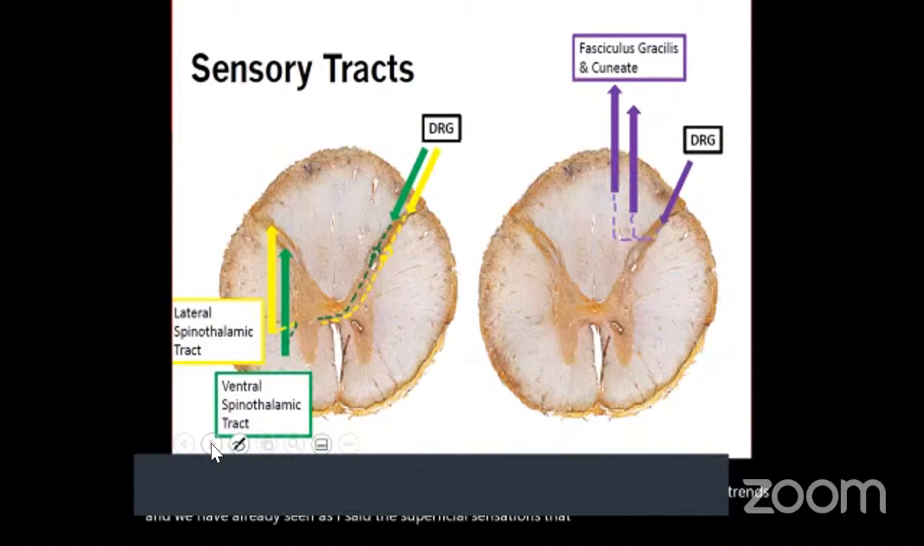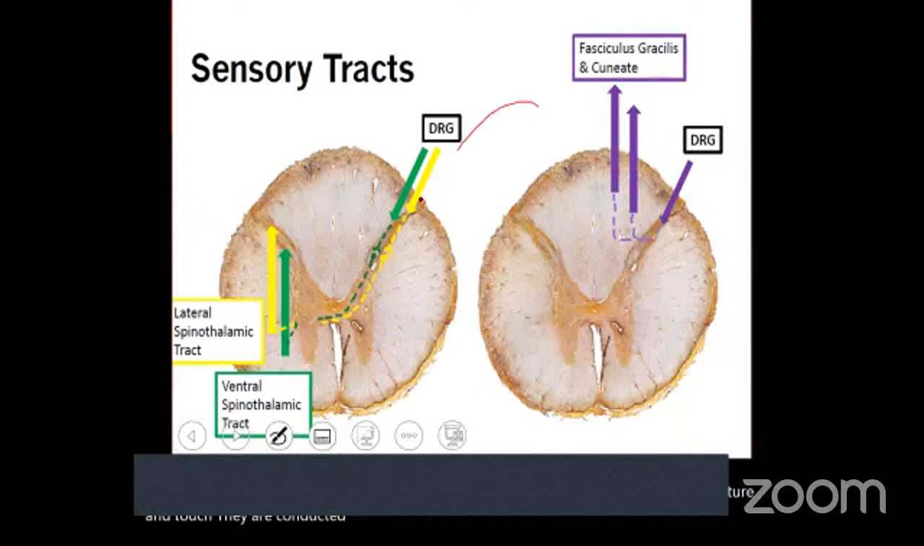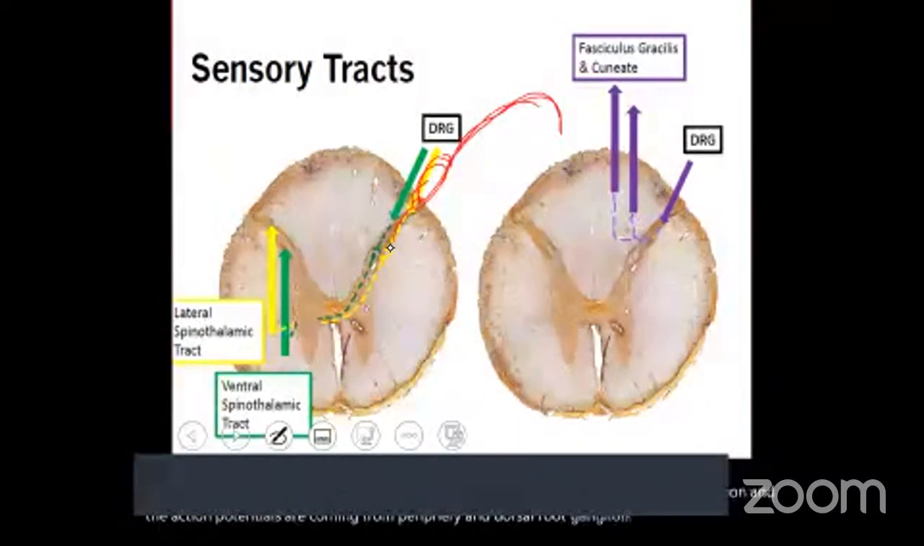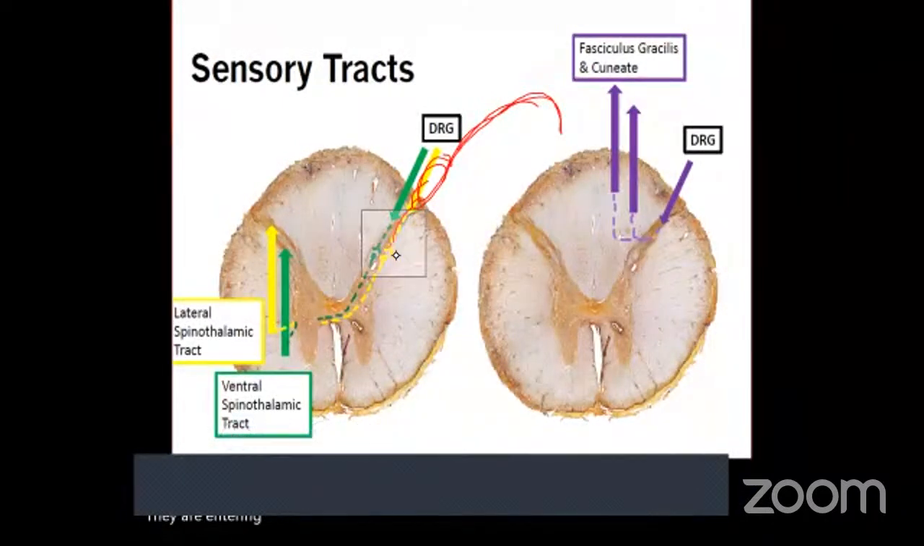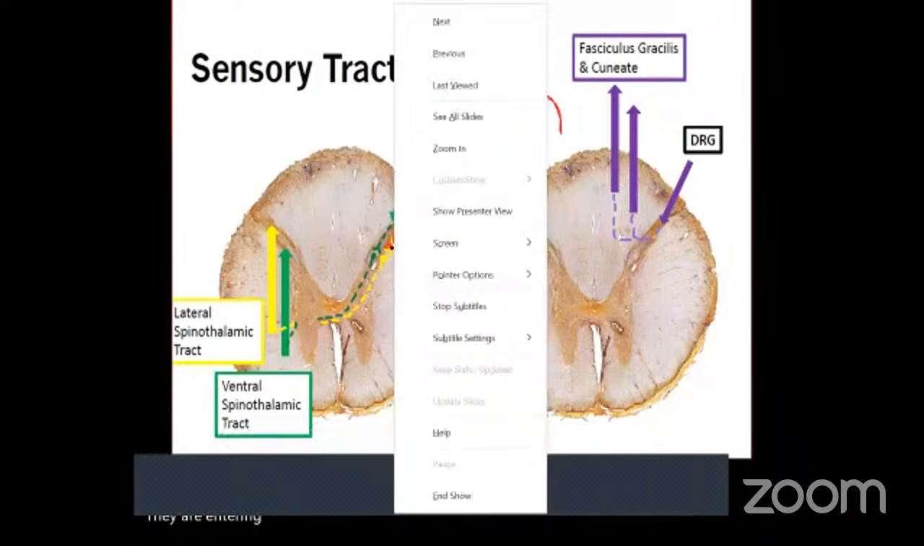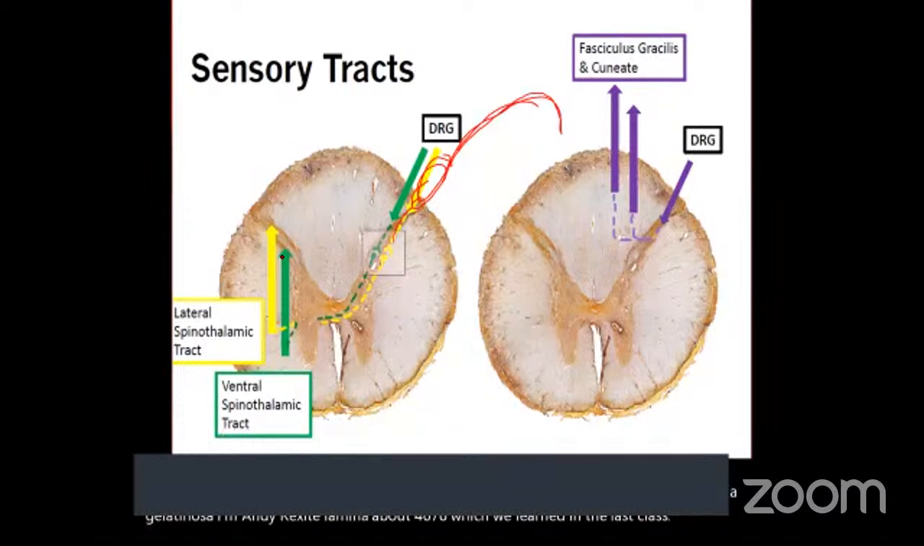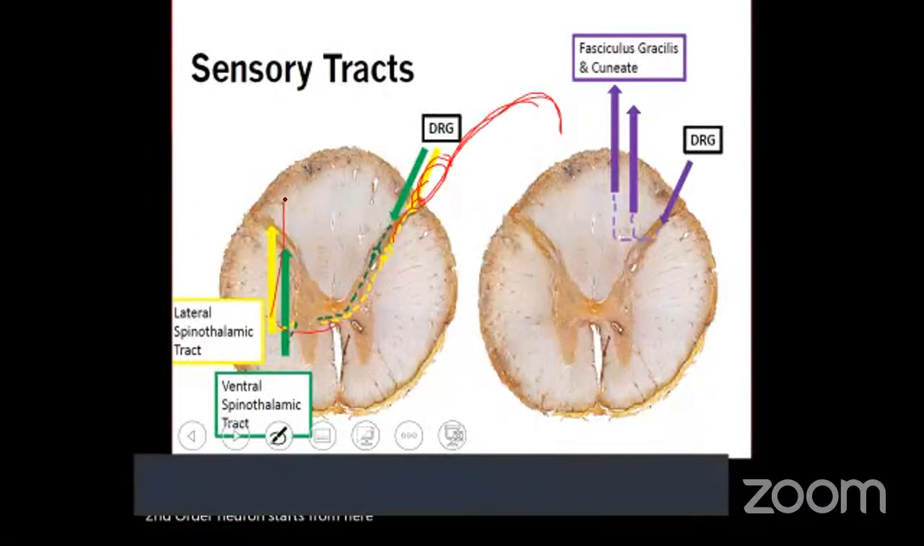They are conducted from the periphery. The cell body is in the dorsal root ganglion, and the action potentials are coming from the periphery and dorsal root ganglion. They are entering the central process and they synapse here. They synapse in the substantia gelatinosa and the Rexed laminae about 4th, 6th, 7th, 8th, which we learned in the last class. The second order neuron starts from here, crosses and ascends up as lateral spinothalamic tract. This is carrying the superficial sensations.